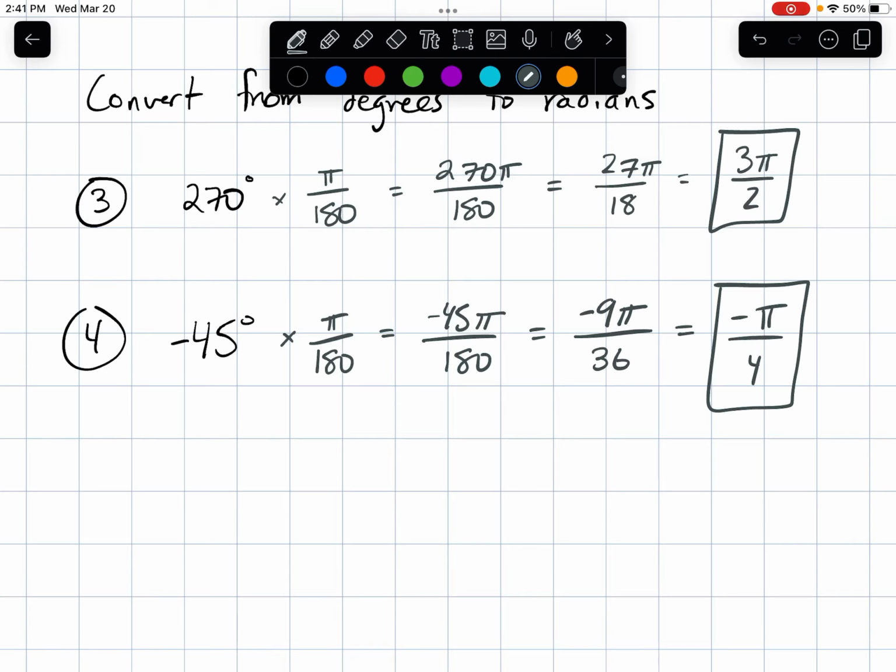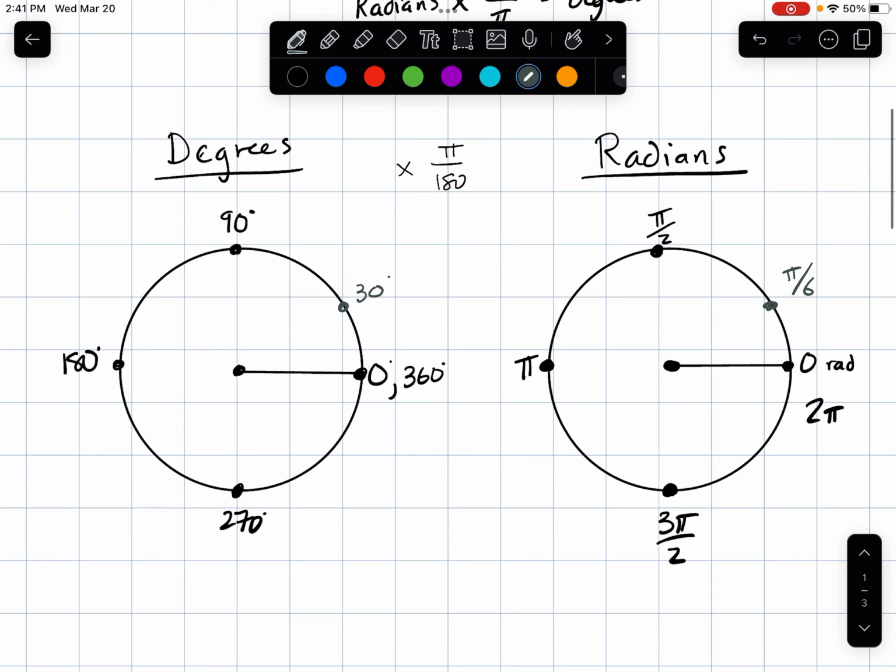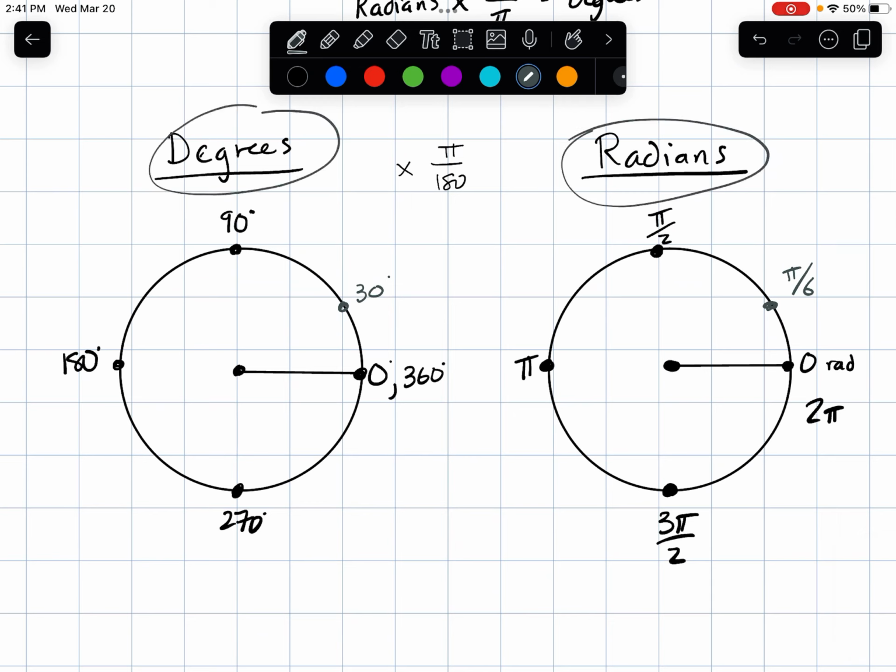So that's kind of how you're going to convert back and forth from degrees to radians and radians to degrees. But it's really important to understand this relationship here, okay? Radians and degrees are used to describe the same angle relationships, but just in a different way, okay? So it's important to know whether you're in degrees or whether you're in radians, and again, how to get back and forth between those two angle measurements.